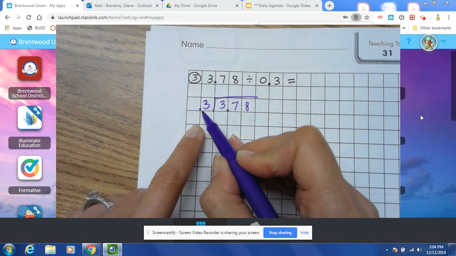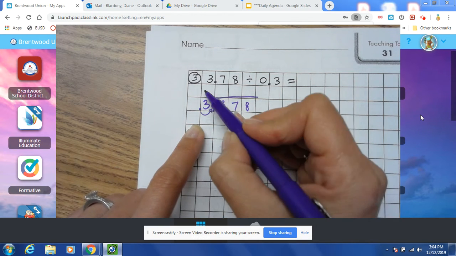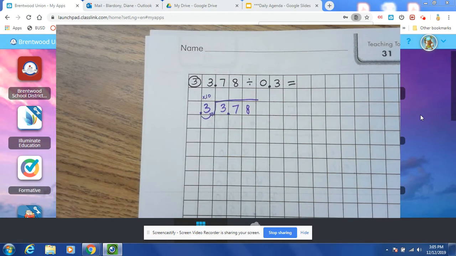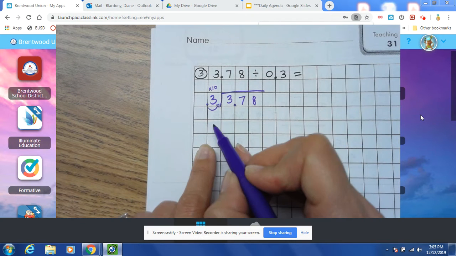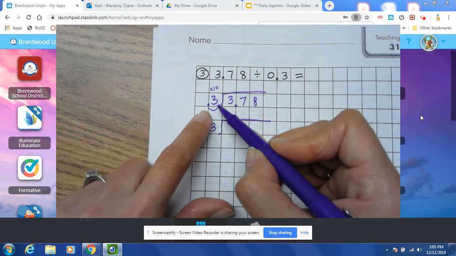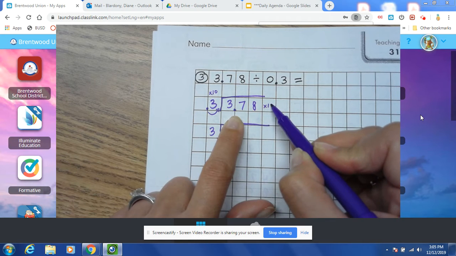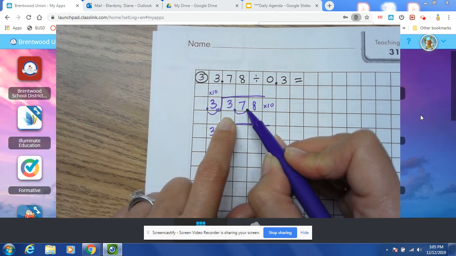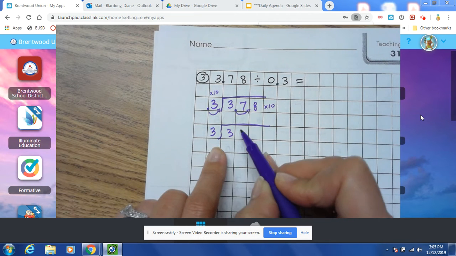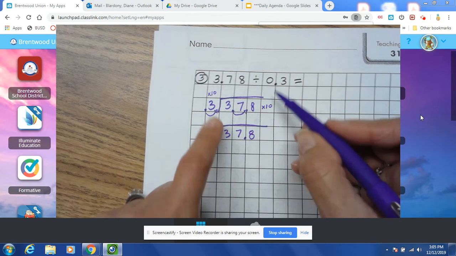So I'm going to get rid of the decimal by moving this over to the right one time. What that means is we're multiplying 0.3 by 10. How do we make 0.3 into a whole number 3? We multiply by 10, okay? So I'm going to rewrite the problem because that's a great habit to do. Now, when I multiply this number by 10, I'm also going to multiply my dividend by 10, okay? And that means I'm moving this decimal point over one time. 3.78 multiplied by 10 equals 37.8.